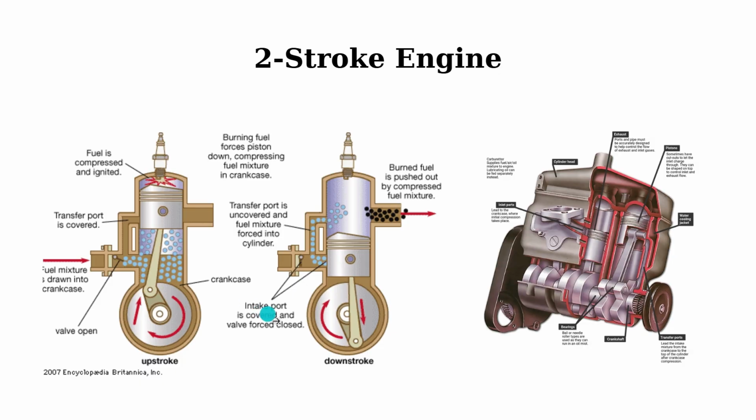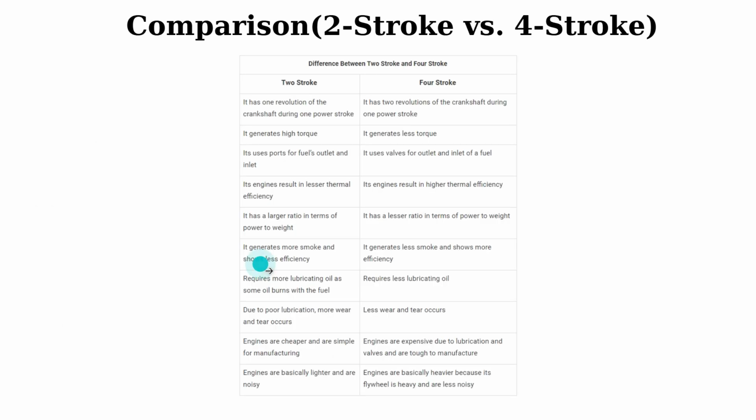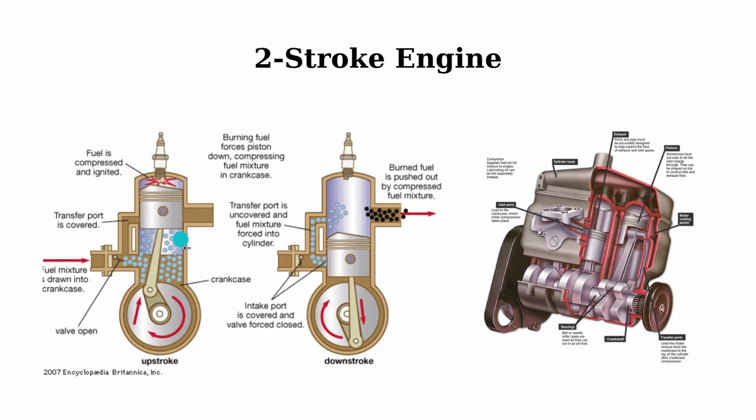Now let's look at how this engine works in a simple way. In a two-stroke engine, the intake, compression, power, and exhaust processes happen in a combined way, not in separate steps like in a four-stroke engine. During the first stroke, the piston moves upward. At this moment, the air-fuel mixture inside the cylinder is compressed. At the same time, a new mixture enters the crankcase below the piston.